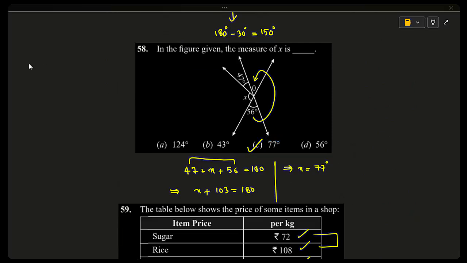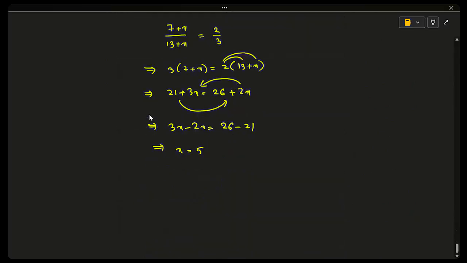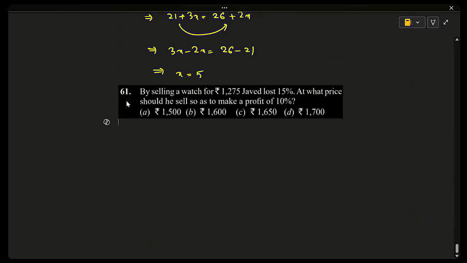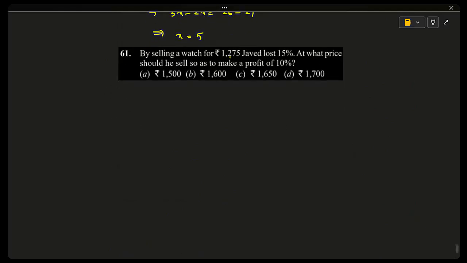61. By selling a watch for 1,275 rupees, Javed lost 15%. At what price should he sell so as to make a profit of 10%?